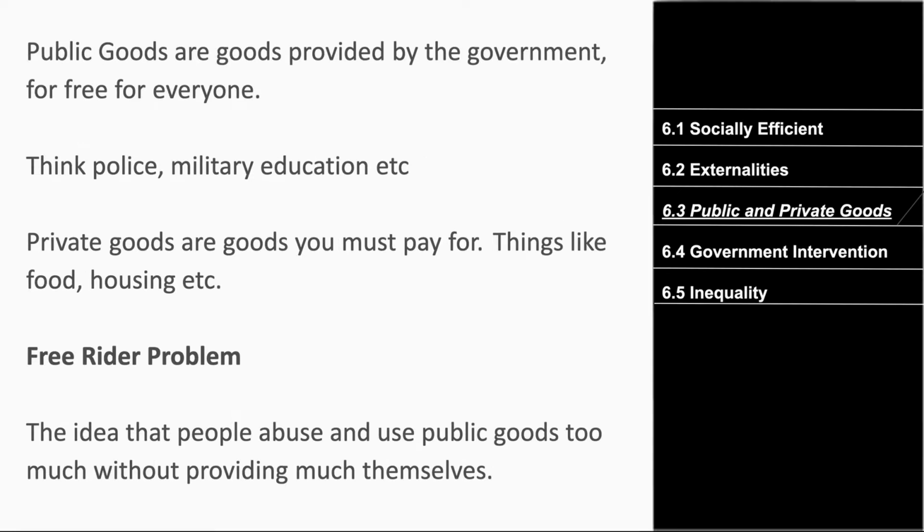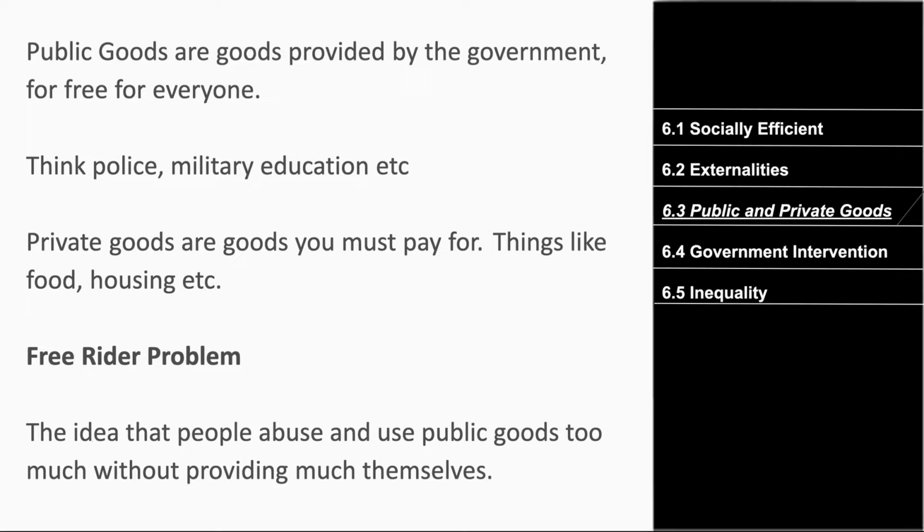Public goods are goods provided by the government and are free for everyone. So think police, military, education, a lot of different services that the government provides, roads, all public goods. Anything that is free and provided by the government is a public good.